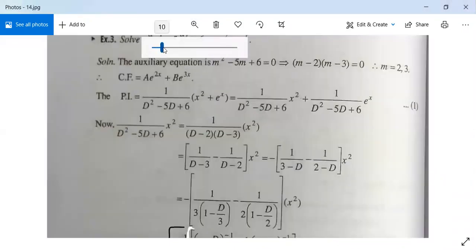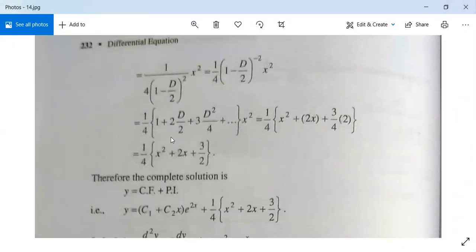See the next. Next it will be 1 upon, take 4 common. So it is 1 upon 4, (1 minus D by 2) whole square over x square. So it is 1 upon 4, (1 minus D by 2) to the power minus 2 over x square. Now expand this using binomial expansion. So it is 1 upon 4 within bracket 1 plus 2 into D by 2 plus 3 into D2 by 4 plus and so on over x square.